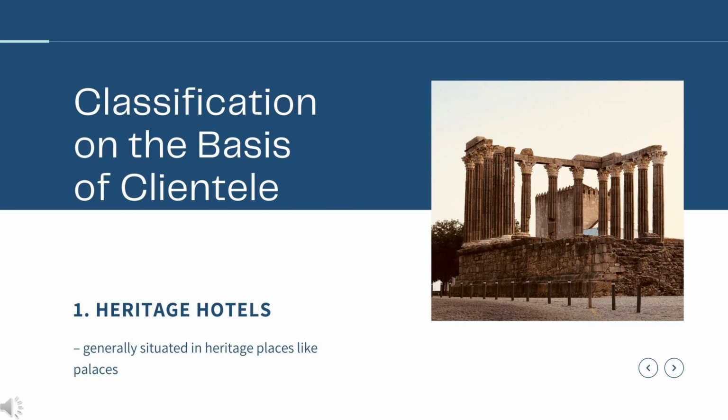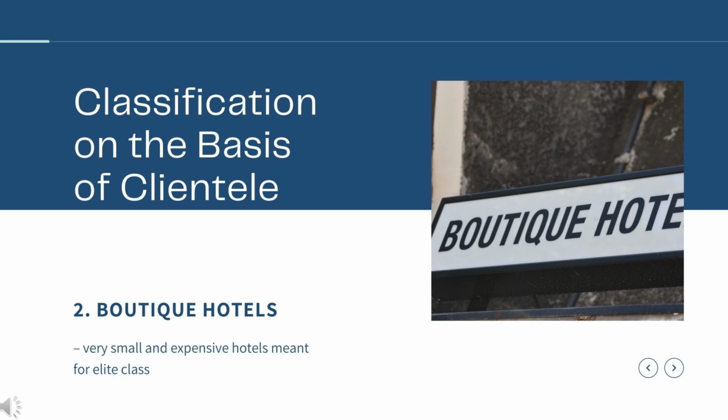Now let's move to classifications on the basis of clientele. Number 1 on the list is heritage hotels, generally situated in heritage places like palaces. Number 2, boutique hotels, very small and expensive hotels meant for the elite class.